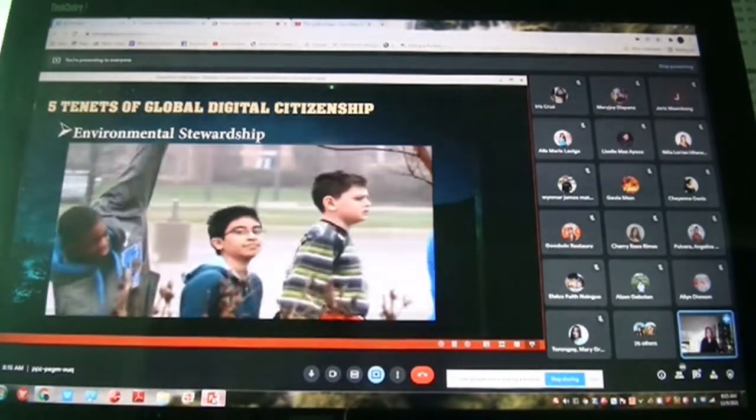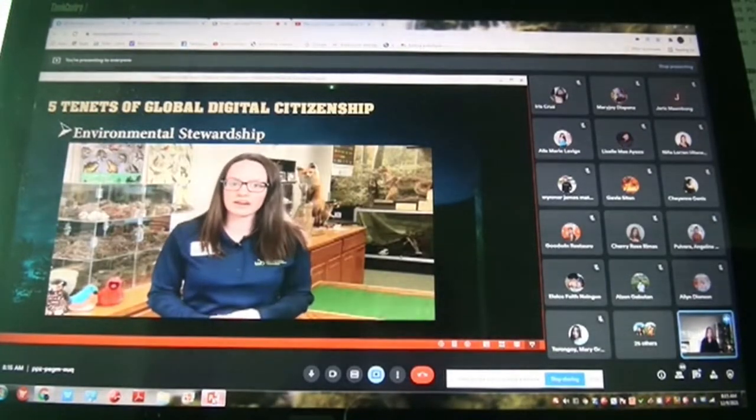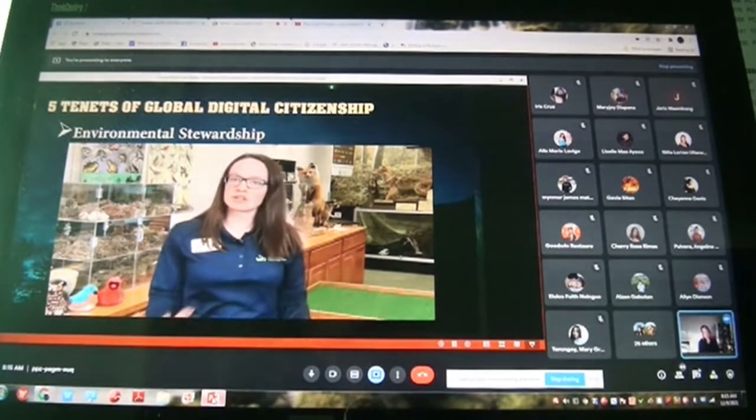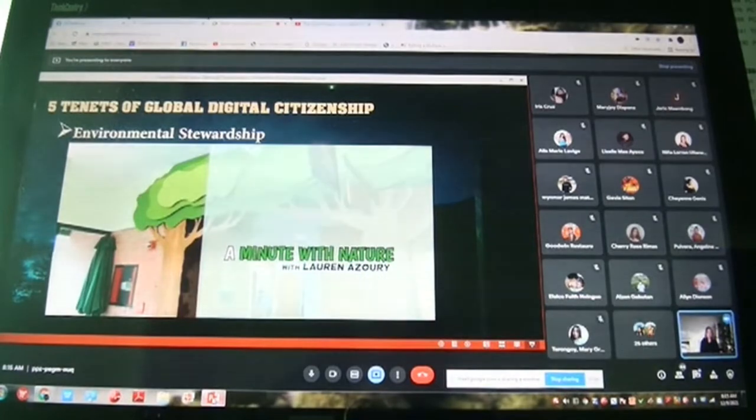You can also volunteer for our park cleanup event or a garlic mustard pull. And then, of course, all the other choices that you make on a daily basis can help you be a better environmental steward. Recycling and reducing waste are all great ways to be an environmental steward. And that's your Minute with Nature.